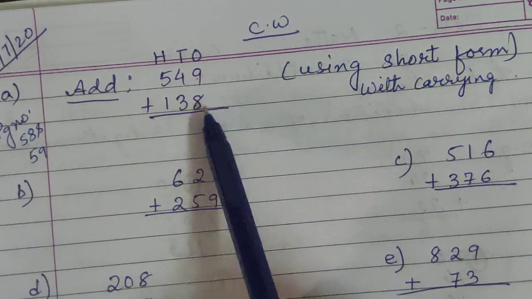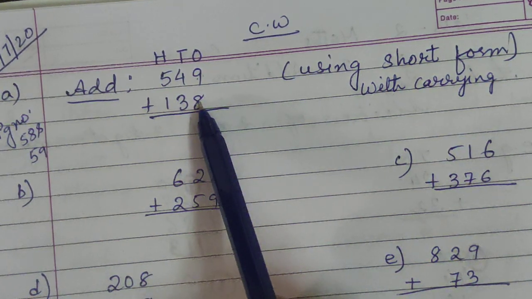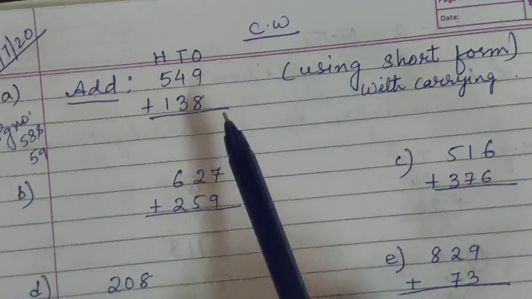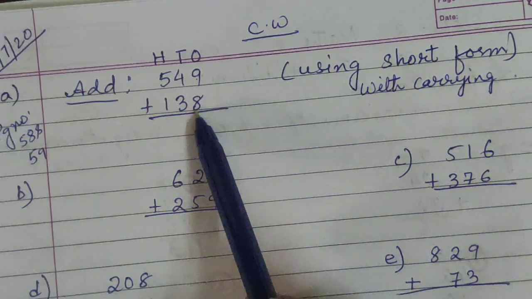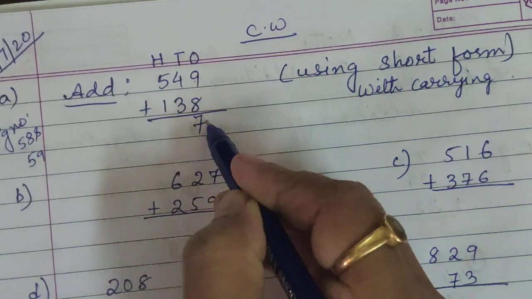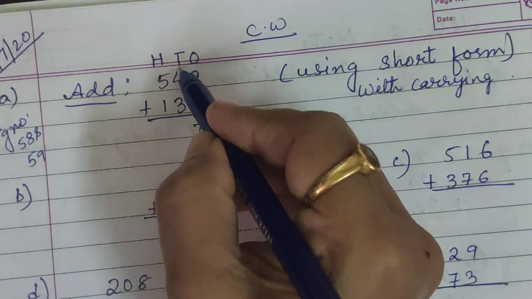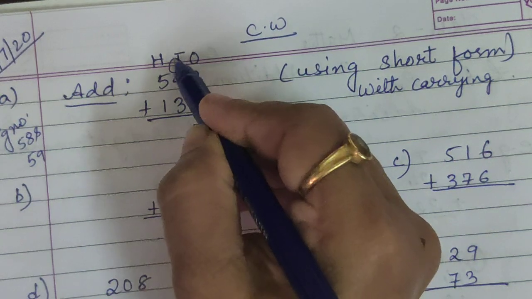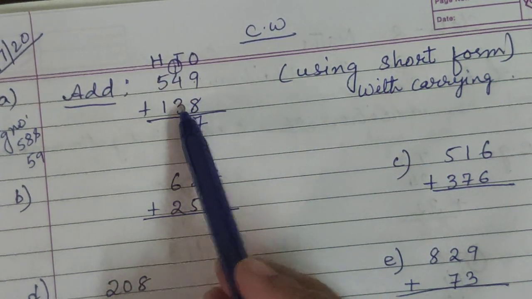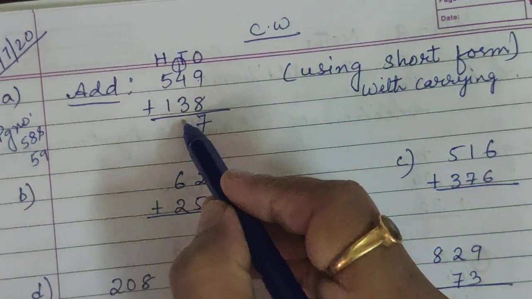So 9 plus 8 you have to do. 9 plus 8 is 17. So 17, 7 you have to keep down and 1 you have to put up. So 4 plus 1, 5. 5 plus 3, 8.